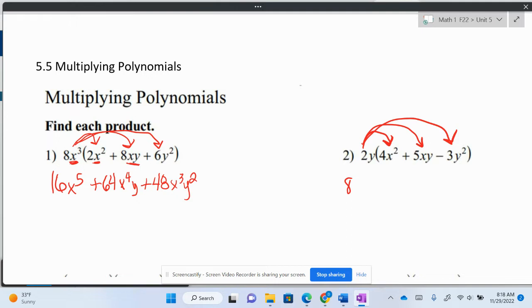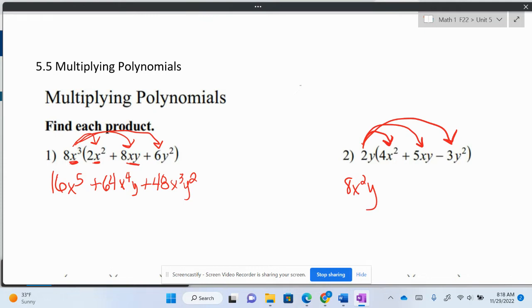X squared y. Try to keep your variables in ABC order. It'll help your brain. I promise, especially when you start factoring. So try to keep your variables in ABC order. So I'm going to write that, yes, as x squared y.